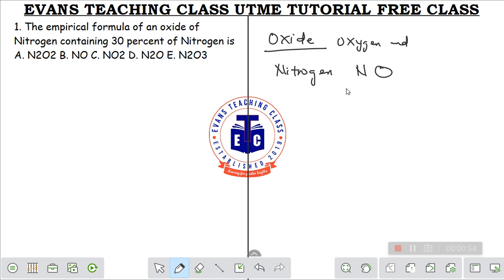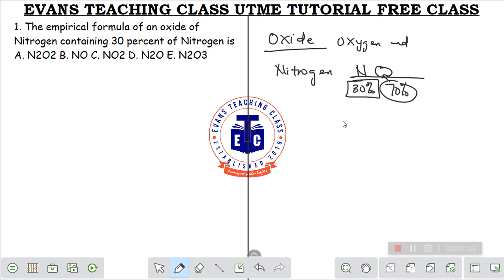But they just say that the percentage of nitrogen in this substance is 30%. So what they are trying to say is that since nitrogen has already taken 30% of this substance, the rest will be 70%. And you know that oxide of nitrogen means it's only nitrogen and oxygen, right? So the remaining 70% will belong to oxygen. Do you get what I'm trying to say?